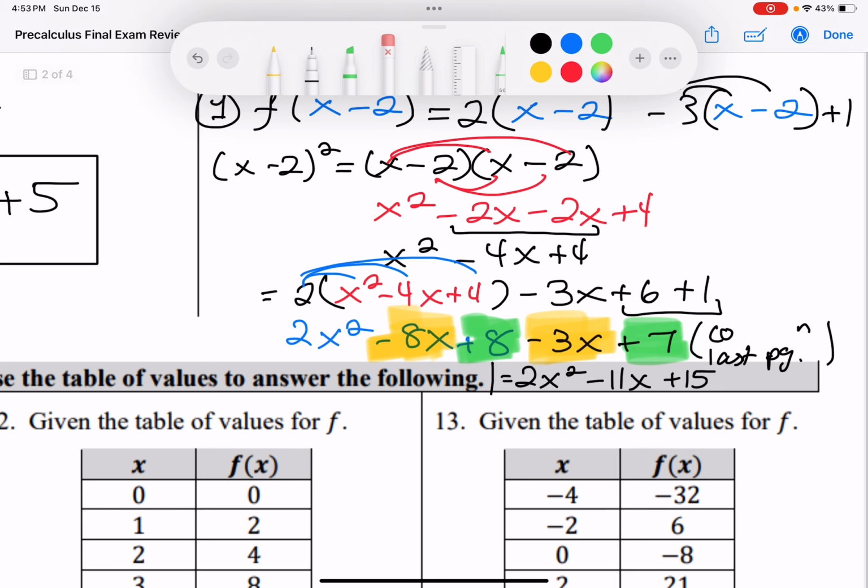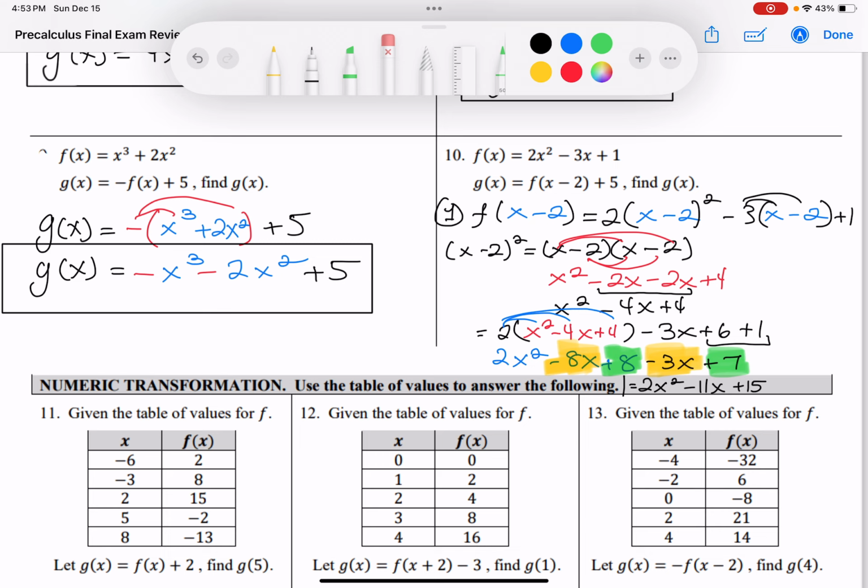You know what? No, I can squeeze this in right here. I have time. I have enough space. So we're going to cut this off over here. Oops, I didn't mean to erase. I'm going to cut this off over here. So f of x minus 2 equals 2x squared minus 11x plus 15. Let me double check all my work before I proceed.